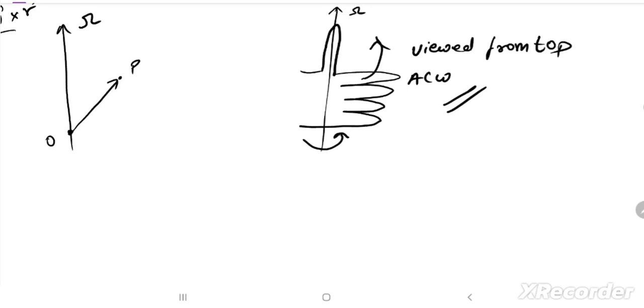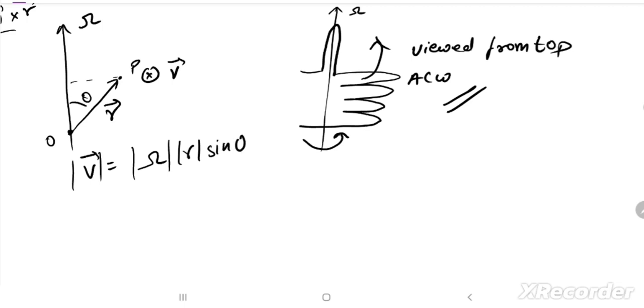Now you can see easily that point P will have velocity inside the page. The velocity vector will be inside the page, and the relative position of point P with respect to point O is given as r vector. Then we say that V vector can be written as omega vector into mod omega. We are dealing with magnitude. We can write it mod omega mod r sine theta.